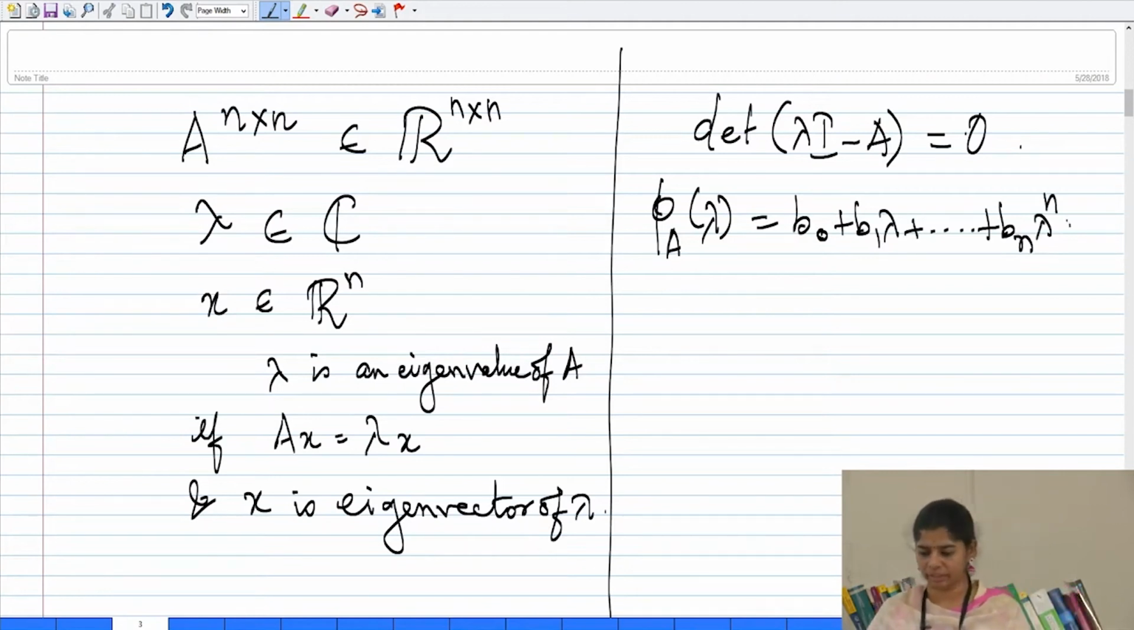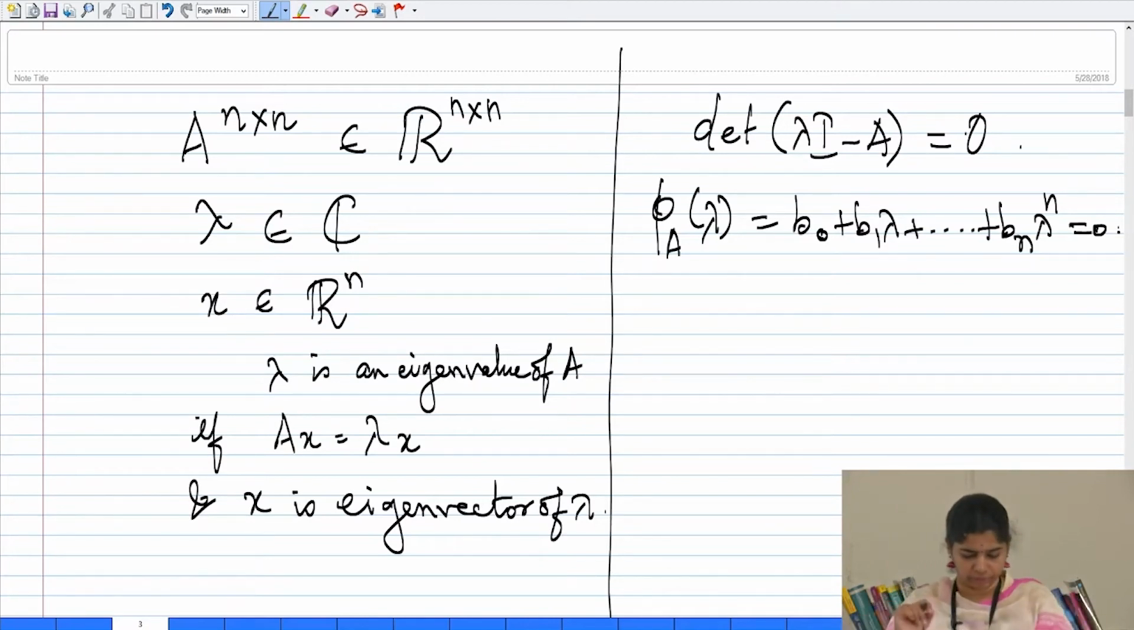So this is the characteristic polynomial, and the solution of this equation is going to be the roots of this equation. If I take this polynomial and equate it to 0, the roots of this will be the eigenvalues, right. So this much we are all clear about at this point of time.